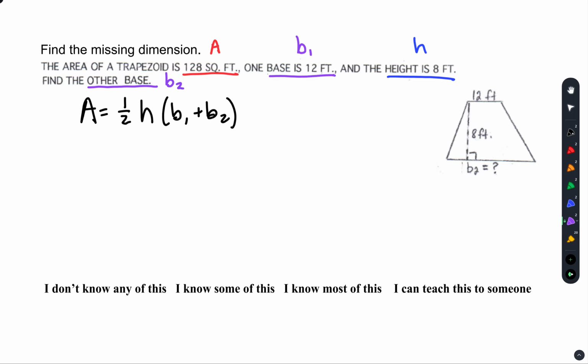So this is the step that I need to see in your work, is now I'm going to take each of those variables and just plug them in. 128 equals 1/2. Height is 8. And then I got base 1 is 12 plus base 2. That's the step I want to see.